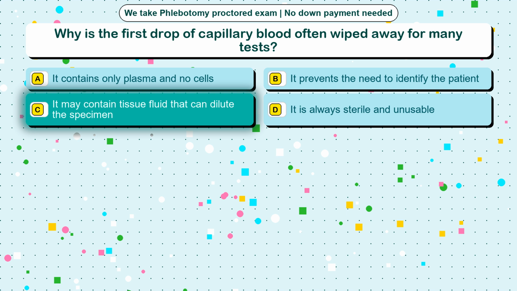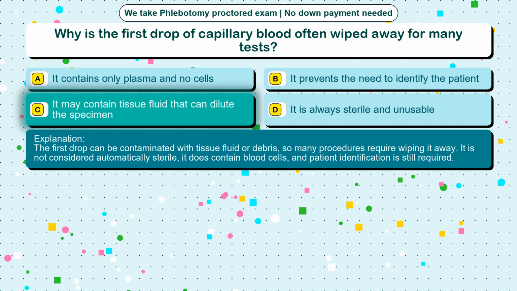The correct answer is option C. It may contain tissue fluid that can dilute the specimen. The first drop can be contaminated with tissue fluid or debris, so many procedures require wiping it away. It is not considered automatically sterile, it does contain blood cells, and patient identification is still required.